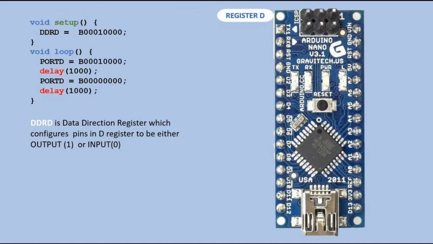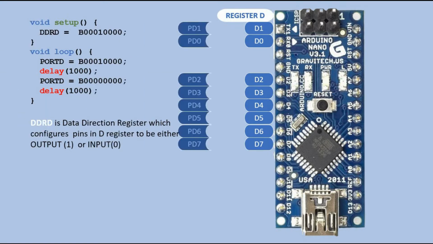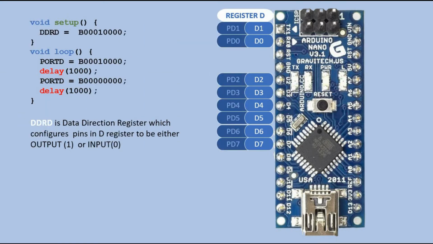What exactly is this D register? There are 7 pins assigned to the D register, from digital pin 0 to digital pin 7. Each pin has its own ID within the register. Here those IDs nicely correspond to the pin numbers. So digital pin 2 is PD2, digital pin 3 is PD3, and so on. That is not always the case with other registers. So the binary value we assign to data direction register sets digital pin 4 as output and all other pins within that register to input.